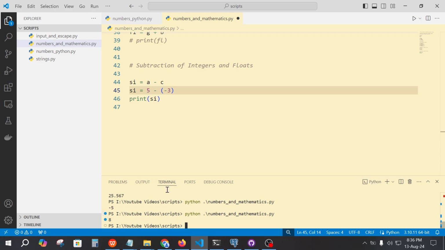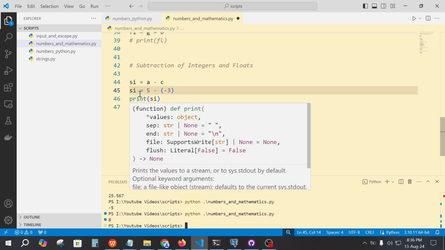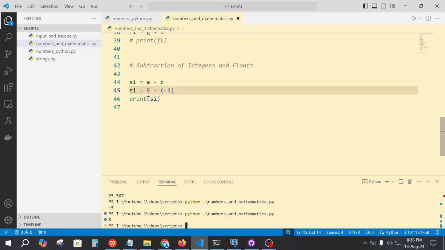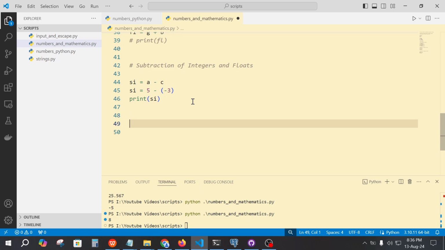I think you know that minus minus is plus, plus plus is plus, plus minus is minus, and minus plus is minus. So that's the thing with it. You have to stay alert with this if you have a minus sign with an integer or float.